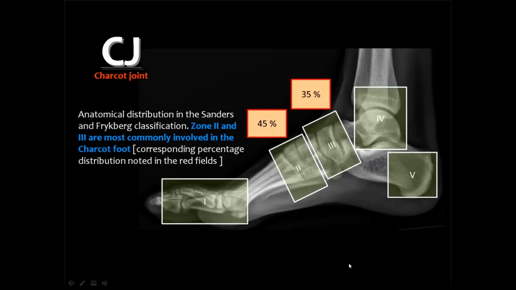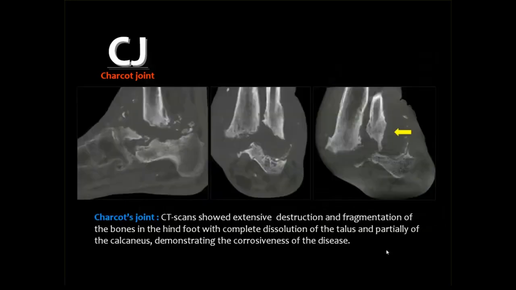The literature divides the foot and ankle into 5 regions, and they indicated that the most common 2 regions to be affected by Charcot joints are region 2 and region 3. This is region number 1, and this is number 4, and this is number 5.